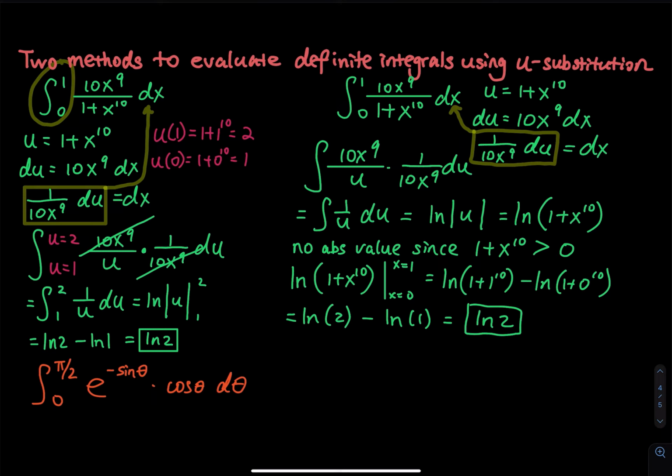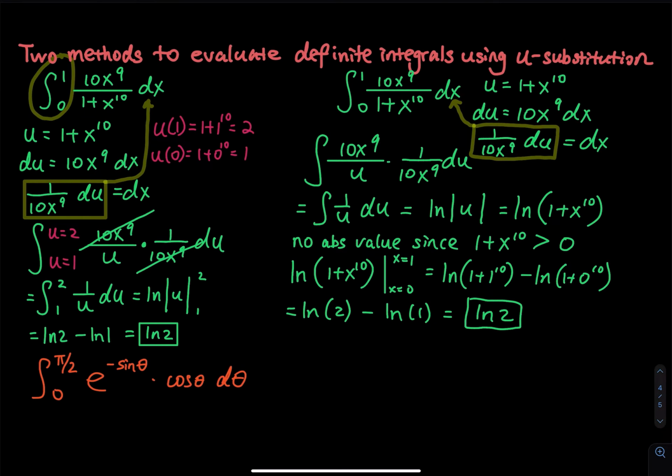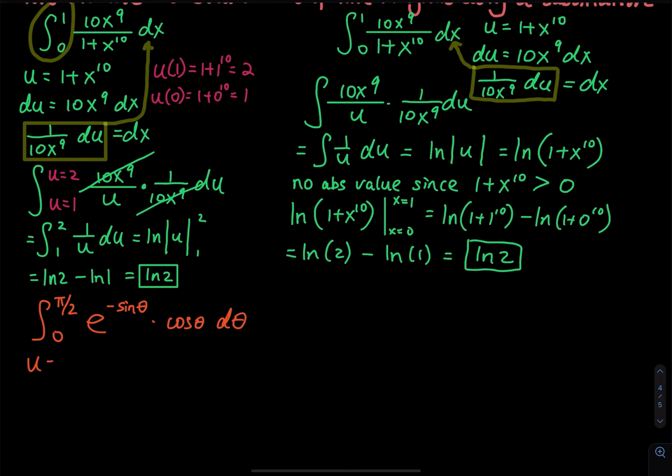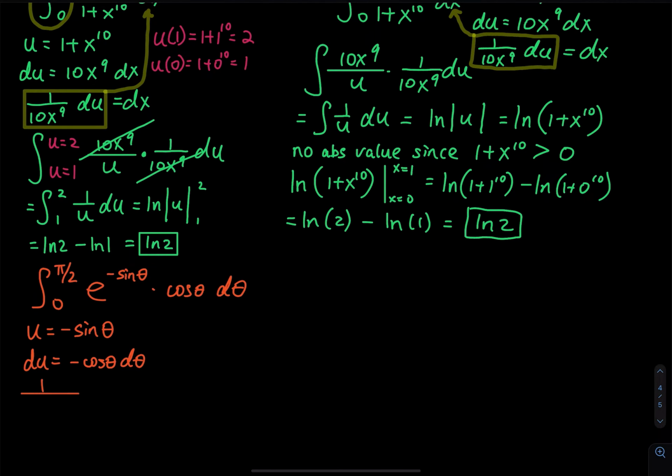Let's use two different ways to evaluate this using a u substitution. Since we have a sine inside the exponential function, I am going to let u equal negative sine of theta, and then du is equal to negative cosine of theta d theta, and then 1 divided by negative cosine of theta, du equals d theta. So for the popular method, before we get into that, let's do the change of variable. We are going to replace this d theta over there. And other than that, we have to change the 0 and pi over 2 to this.